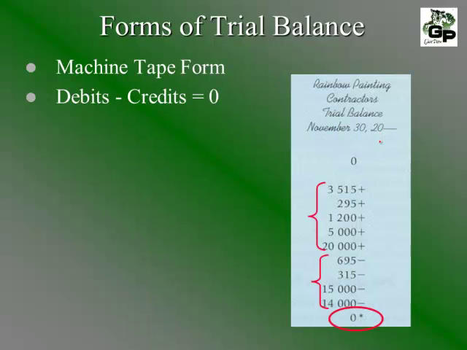The last kind is the machine tape form. This is where we take all the positive amounts, these are the debit amounts, and we list them on an adding machine. Then we take all the liabilities and owner's equities, anything that has a credit, and we apply a negative to it. As we go through the list with the negatives, if everything balances, we have a zero balance. The debits minus the credits will equal zero at the end if everything is balanced.